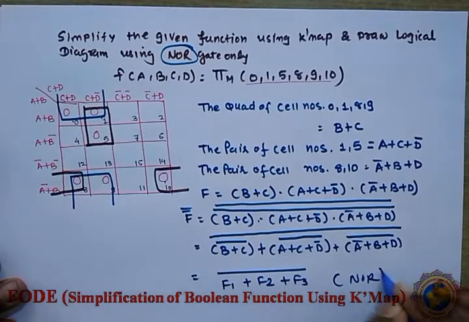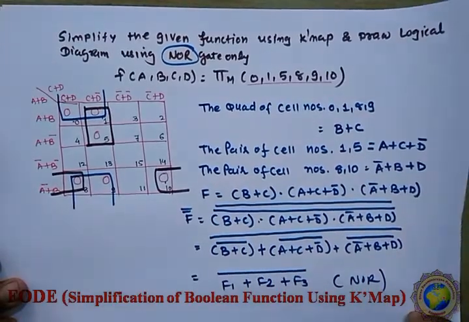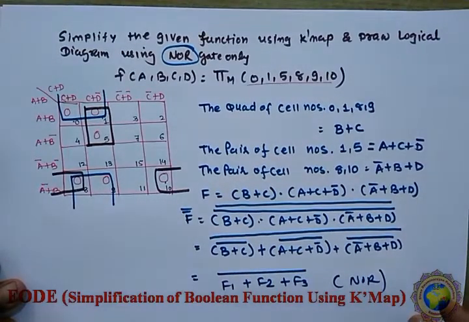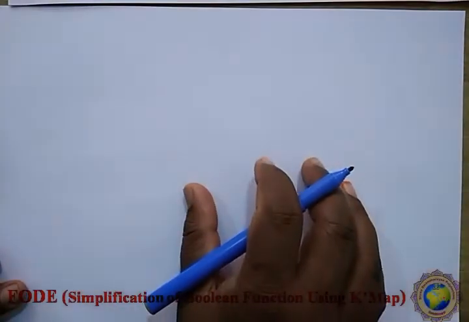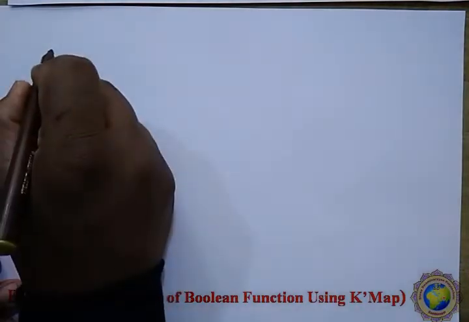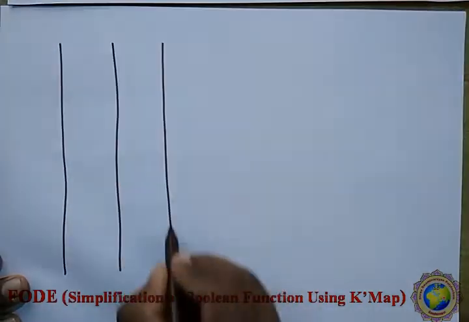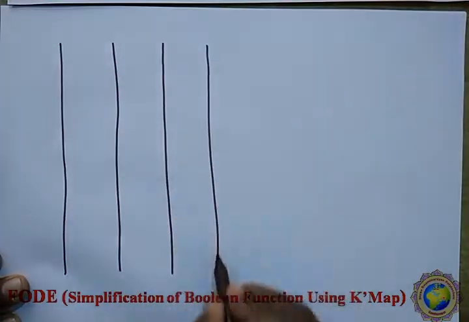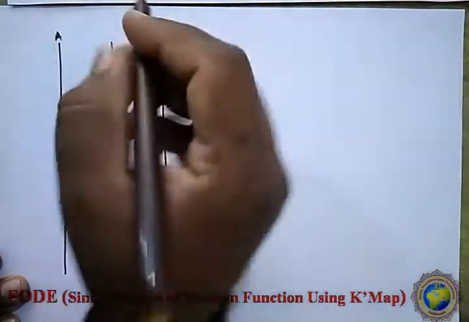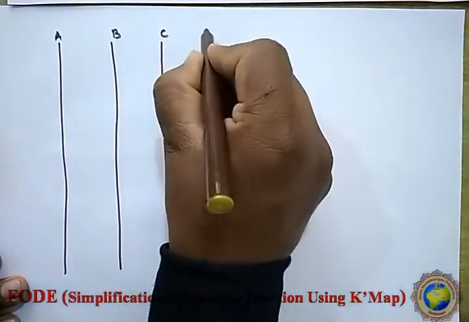So function 1 plus function 2 plus function 3 with a whole bar means it's a NOR gate. Individually all the functions are in the form of NOR gate. So you can easily draw the diagram. How is it to be drawn? I will draw here. You have 4 variables: A, B, C and D.